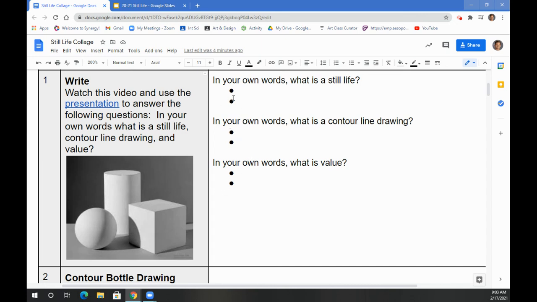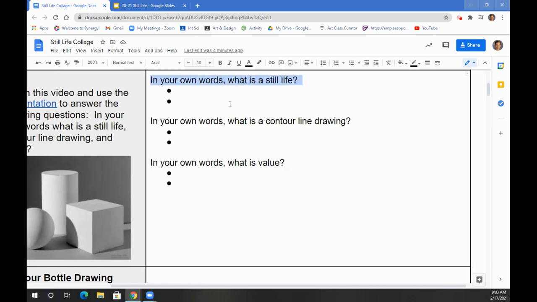Now it's your turn to answer these questions. In your own words, what is a still life? In your own words, what is a contour line drawing? And in your own words, what is value? Write your responses for question one here.